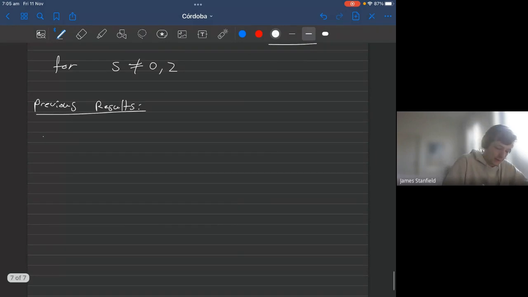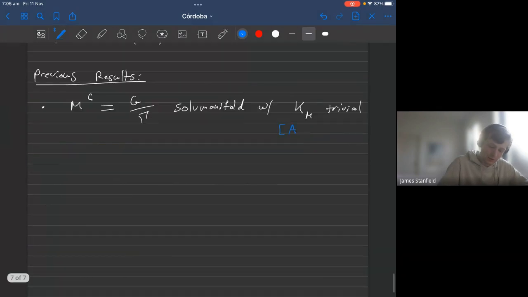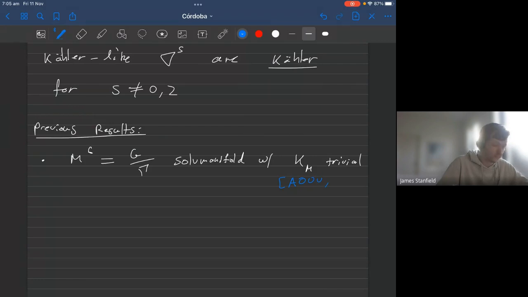Okay, if you're on a complex three-dimensional solvmanifold with the canonical bundle being trivial, then the conjecture holds. This was by the authors of the conjecture, Angella, Otal, Ugarte, and Villacampa in 2018. If nabla S is flat and n equals 2, this was also covered by Yang and Zheng in 2018 as well.